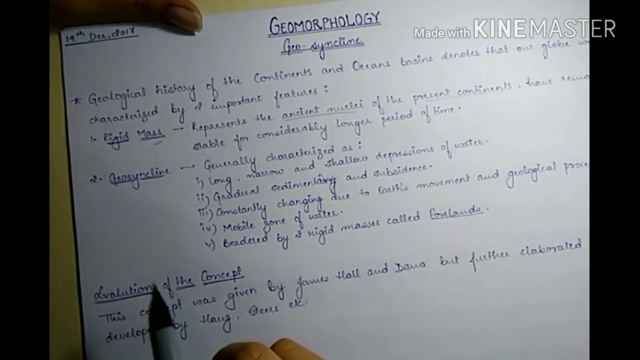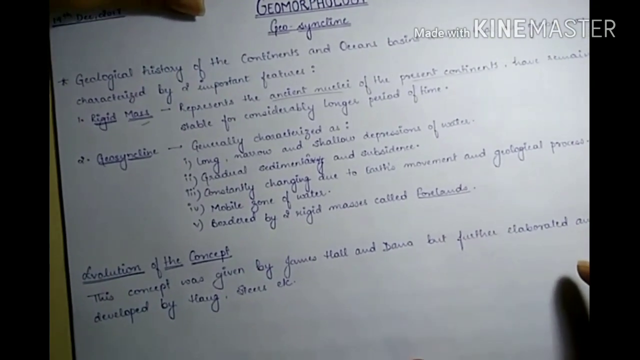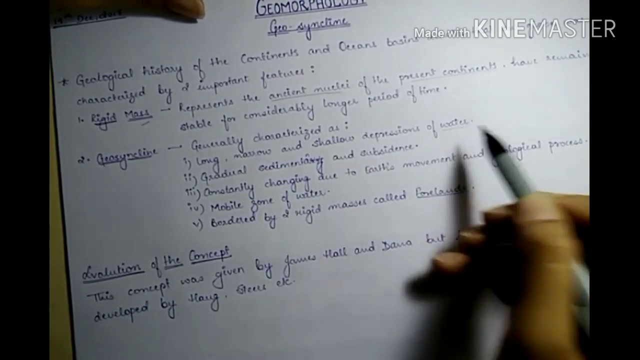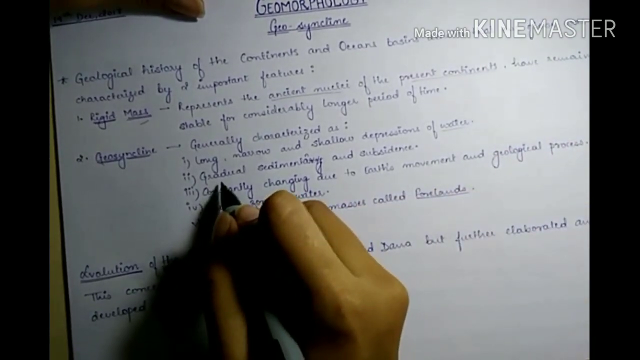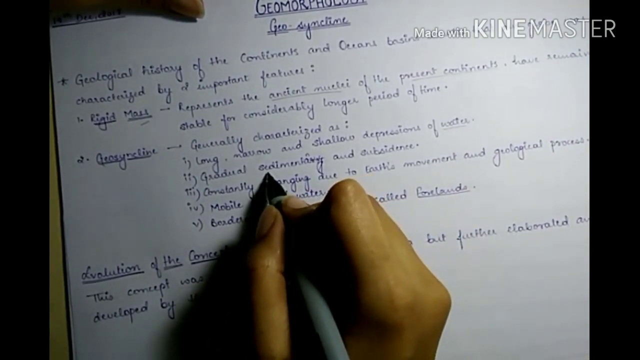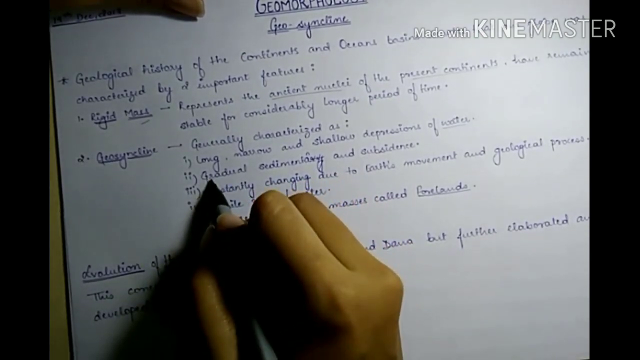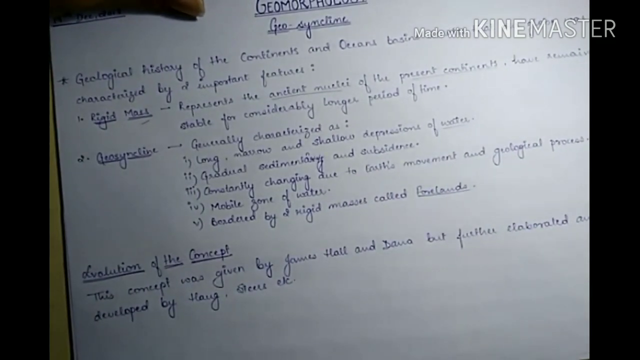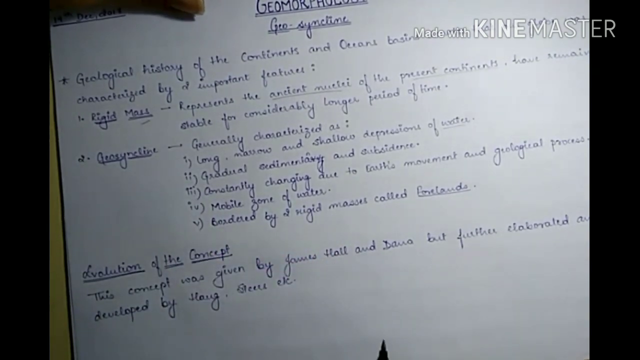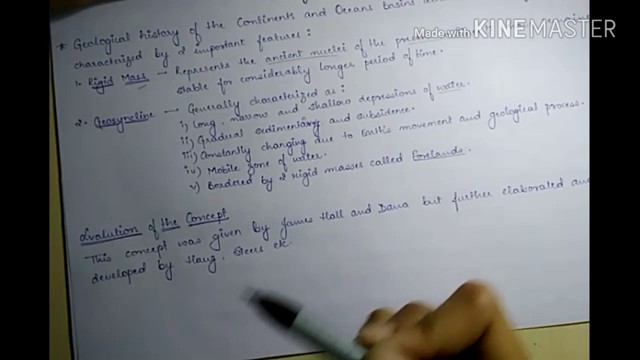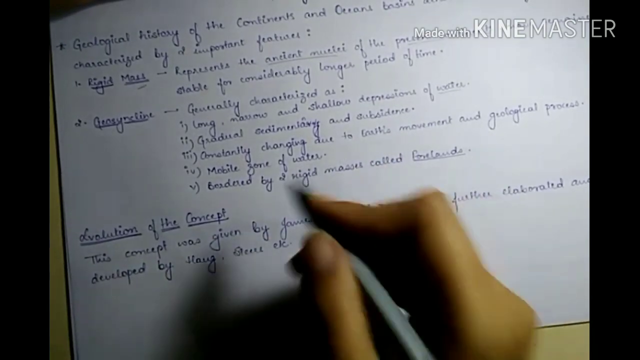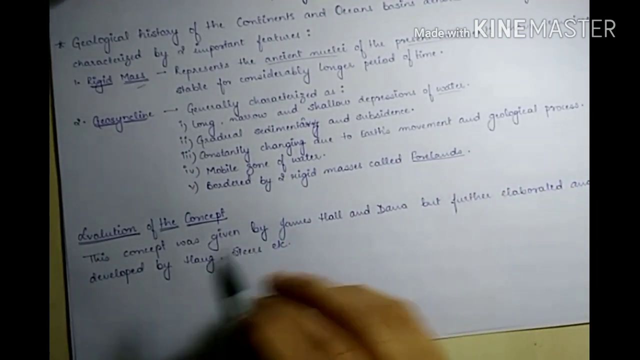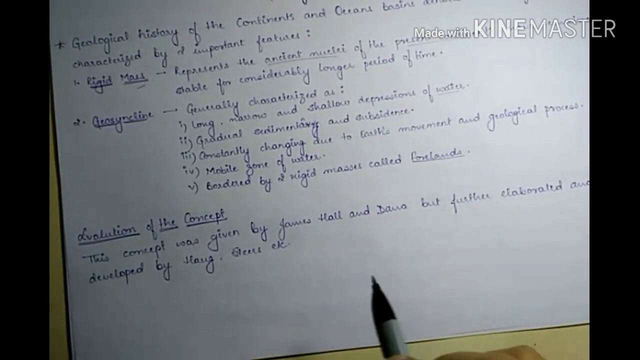We have various definitions of geosyncline, but the basic characteristics of geosynclines are: firstly, they are long, narrow, shallow depressions of water. Secondly, they are formed due to gradual sedimentation and subsidence. Third, they don't remain the same. They are constantly changing due to Earth's movement and geological processes, like compression or diversion of plates.